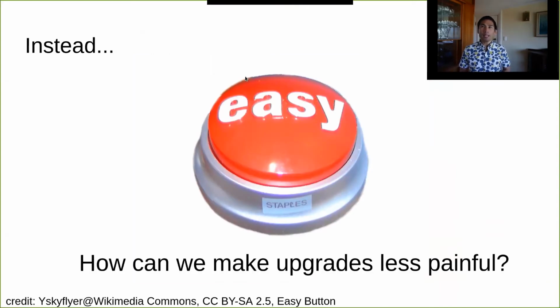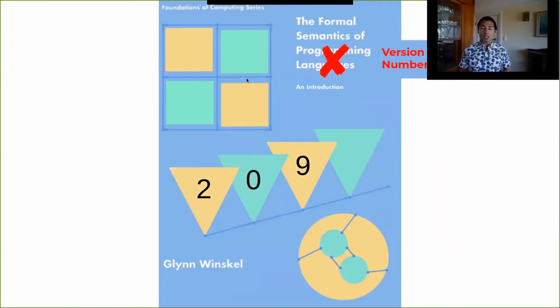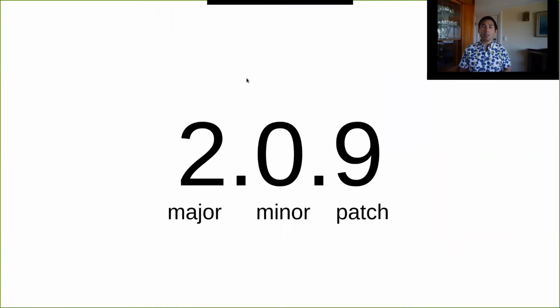Instead, what we would like is for upgrades to be easy. Well, if not easy, at least less painful. So let's talk a bit about semantic version numbers. We're not going to give a formal semantics, but we will say what they mean informally. A semantic version number has 3 parts. It has a major, a minor, and a patch.